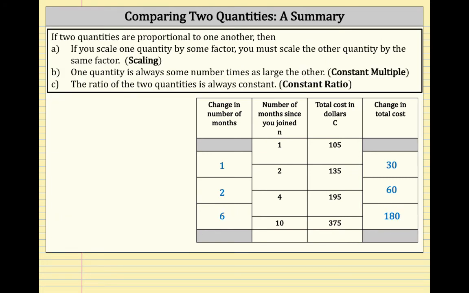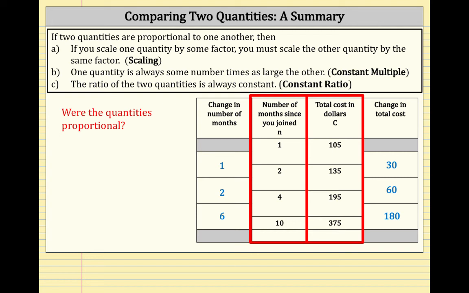So let's take a look at a summary of what we have learned in this particular example. So if two quantities are proportional to each other, then we have these three perspectives: the scaling, the constant multiple, and the constant ratio perspective. So the first question we had was, were the quantities proportional? So the quantities are described by what's highlighted in red right here: the number of months you joined and the total cost in dollars. So when we went through the analysis, no, the quantities were not proportional. We verified this using two different ways.